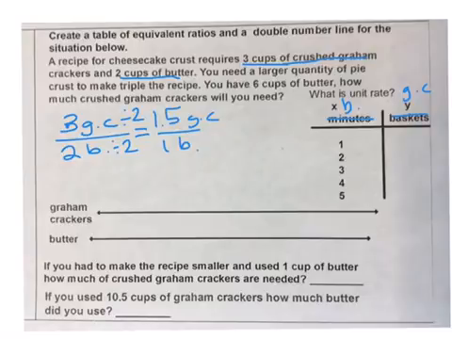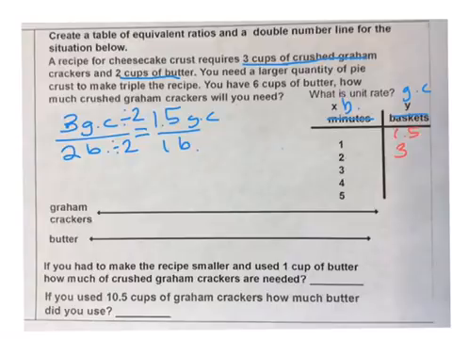Okay, so now that we have our unit rate, go ahead and fill in your chart. Hit pause and then hit play again whenever you're ready. So we know that 1 cup of butter is 1 5/10 cups of graham crackers. So then we're going to do 2 cups of butter, so we're going to double that. So it's 1 5/10 times 2, which gives you 3.